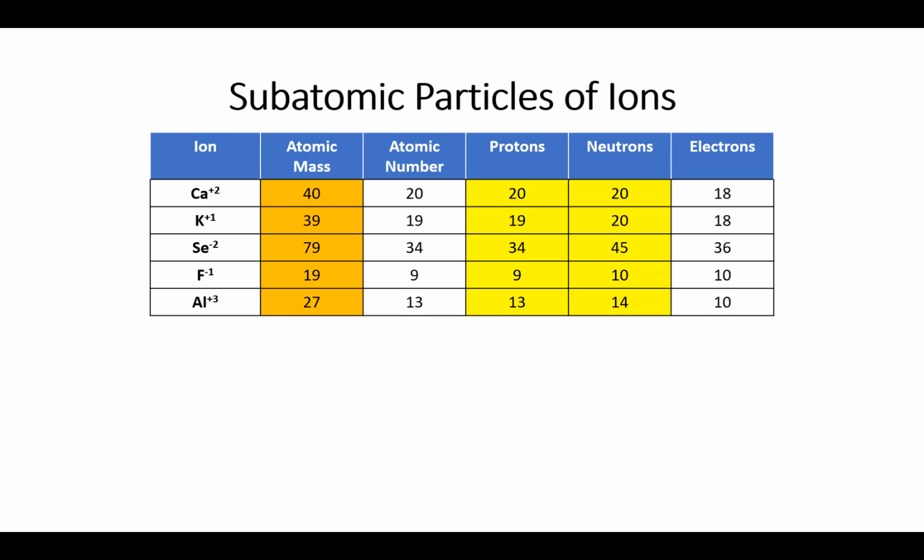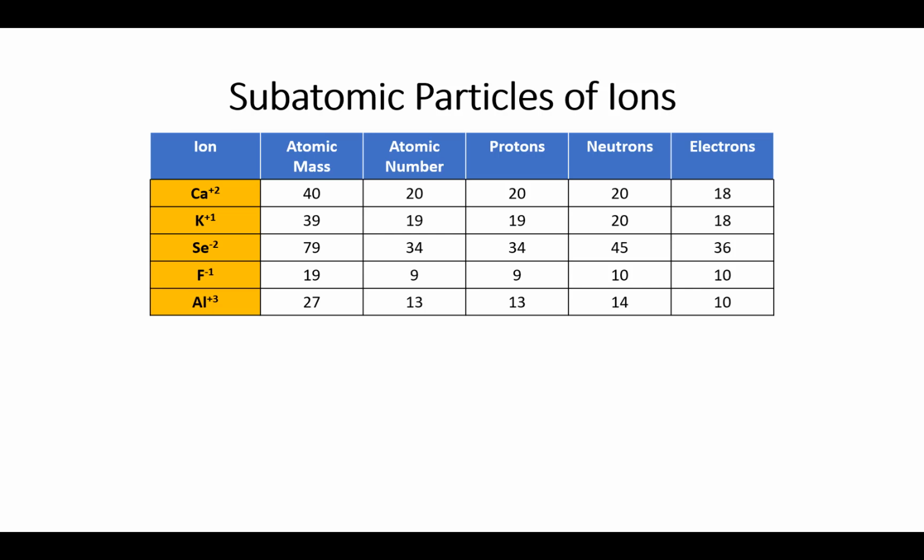The other thing that has not changed is the atomic mass. The atomic mass is still made of the protons and the neutrons added together. So look a little closer now. Focus in on the charges. Let's pay attention to the first one, which is calcium +2. Look across the row. Where is the +2 coming from?